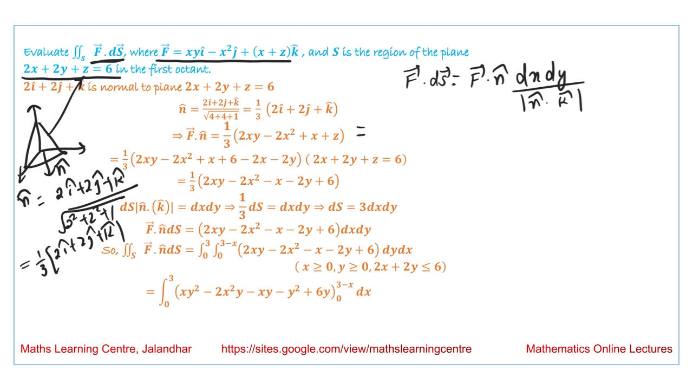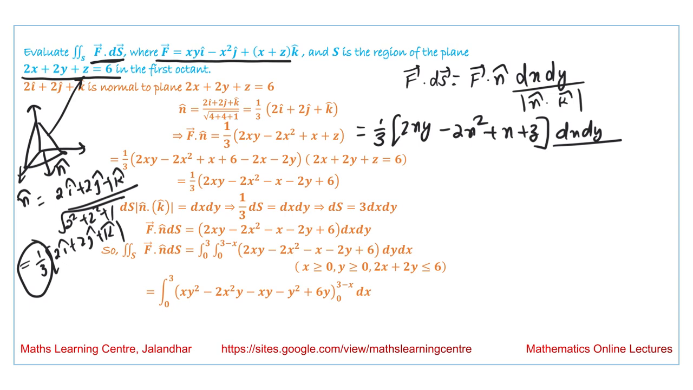So the answer we obtain is equal to 1 by 3 there, this 1 by 3 is there. Then we have 2xy minus 2x square plus x plus z, then we have dx dy divided by n cap dot k cap. The answer we have is 1 by 3. So this 1 by 3 gets cancelled over here. So what we are left with is this value.